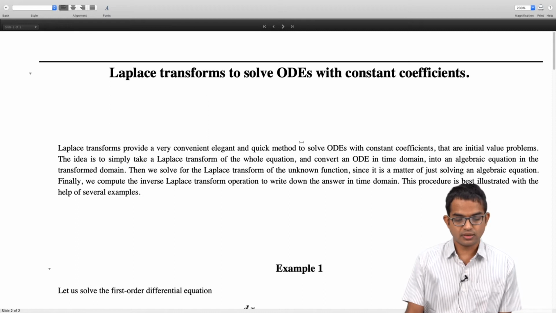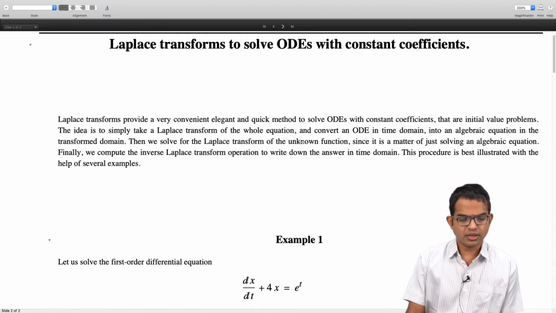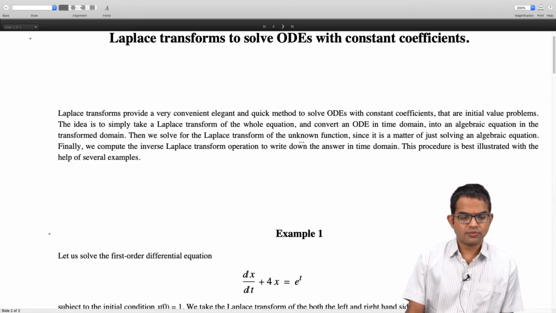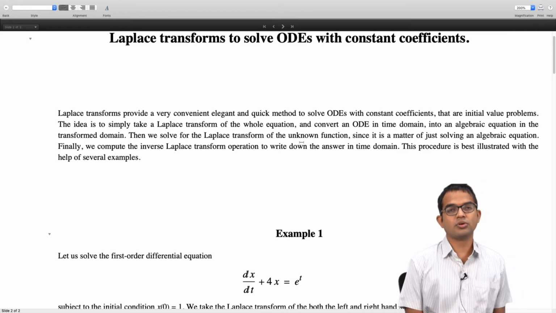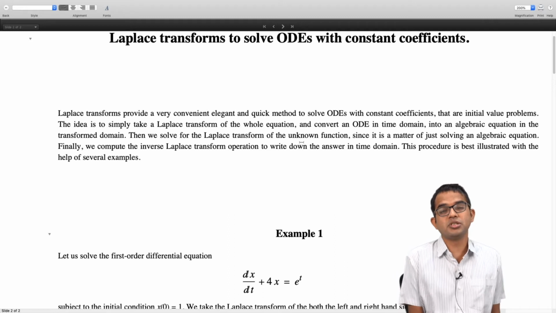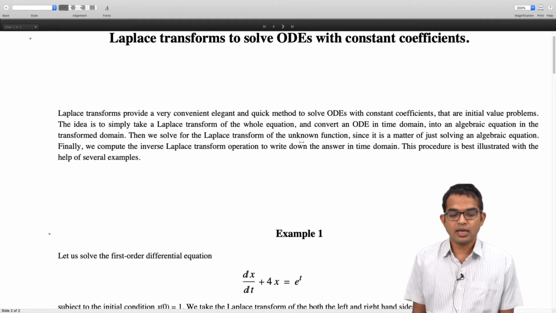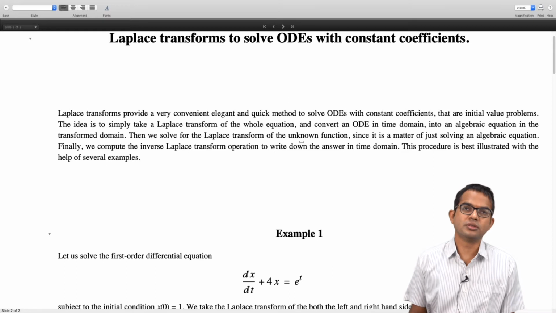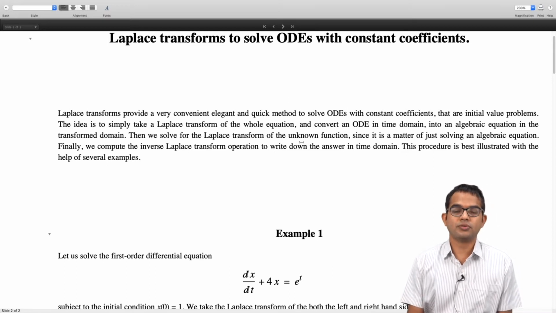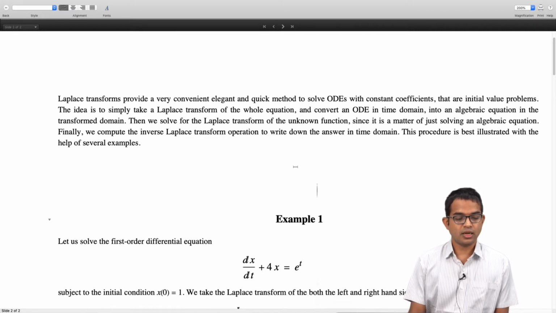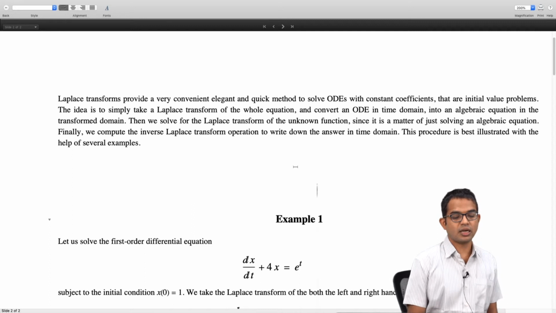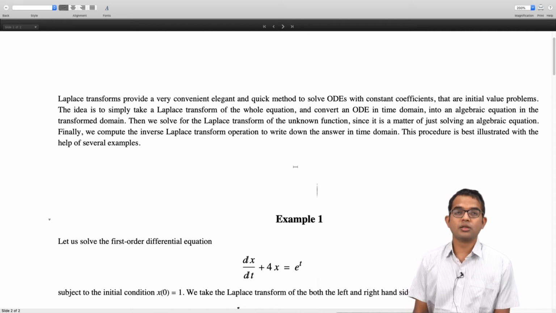So let's start with a simple example. We have this first order differential equation: dx/dt plus 4x is equal to e to the t. There is a forcing term, so it's an inhomogeneous first order differential equation. We know how to solve first order differential equations, whether homogeneous or inhomogeneous, but let's solve it using Laplace transforms. We are also given the initial condition: at time t equal to 0, the position x is just 1.